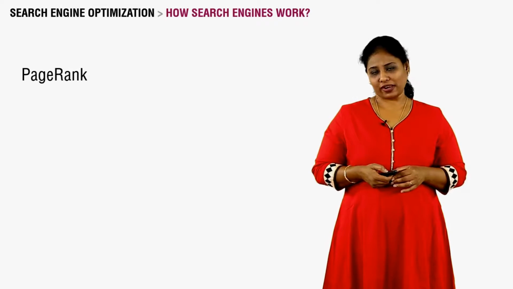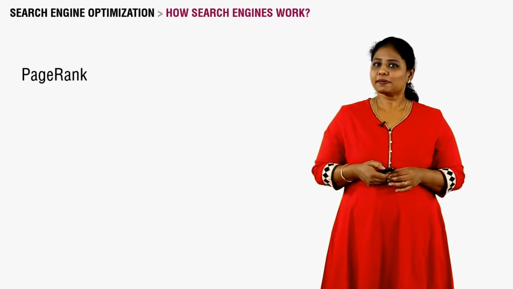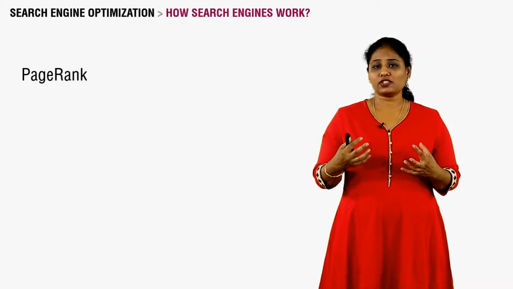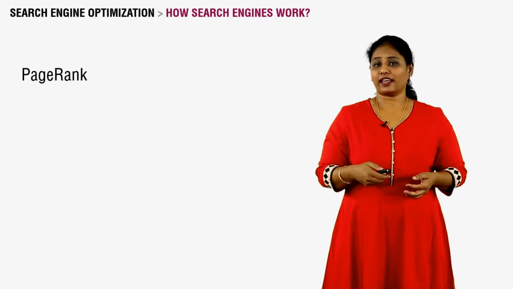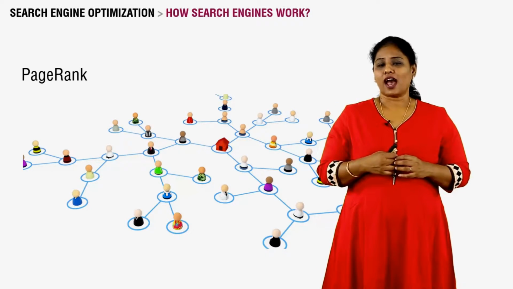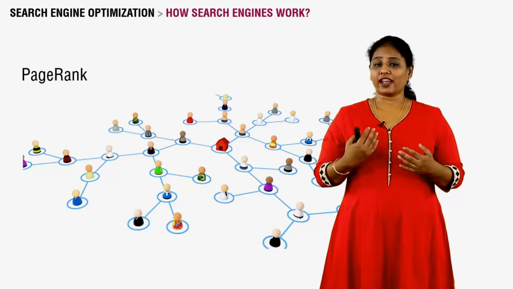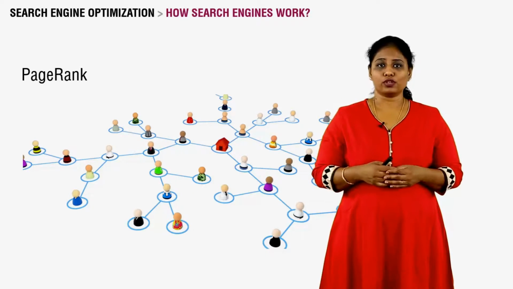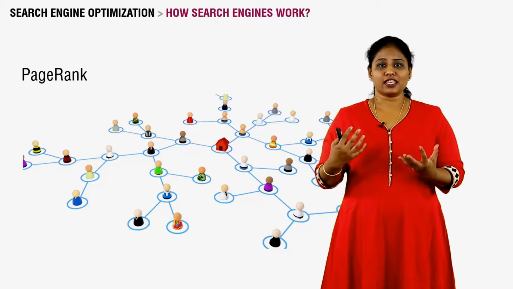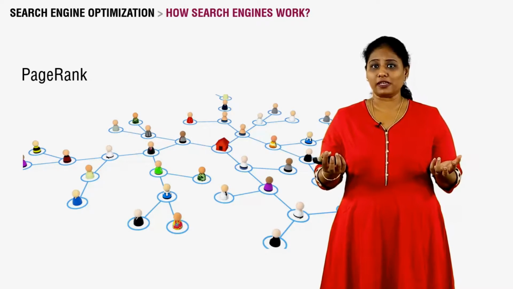Let's talk about page rank. In simple terms, page rank is a measure of how important your site is based on the number of other pages that link to it. Let's say I would like to shop at a store and I can't decide which store to go to, so I ask a lot of friends. The one store that everybody mentions seems to be the best store available.